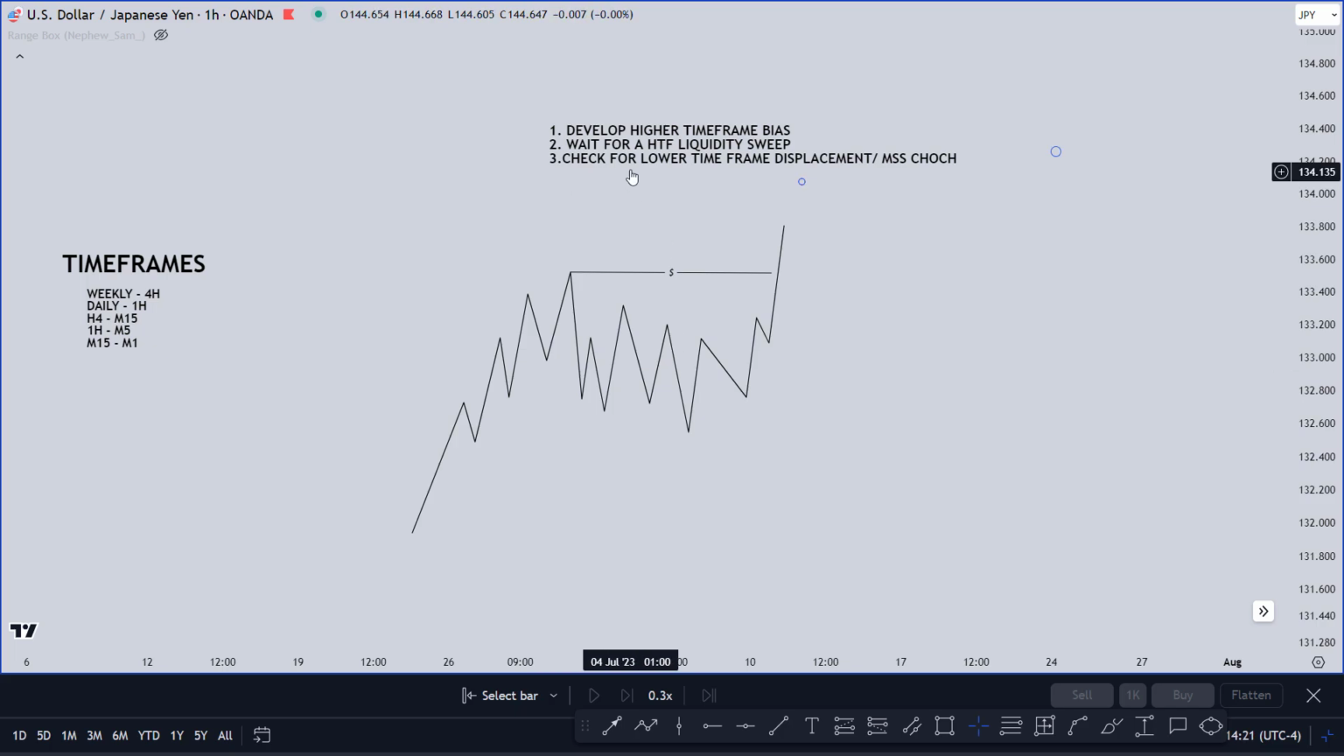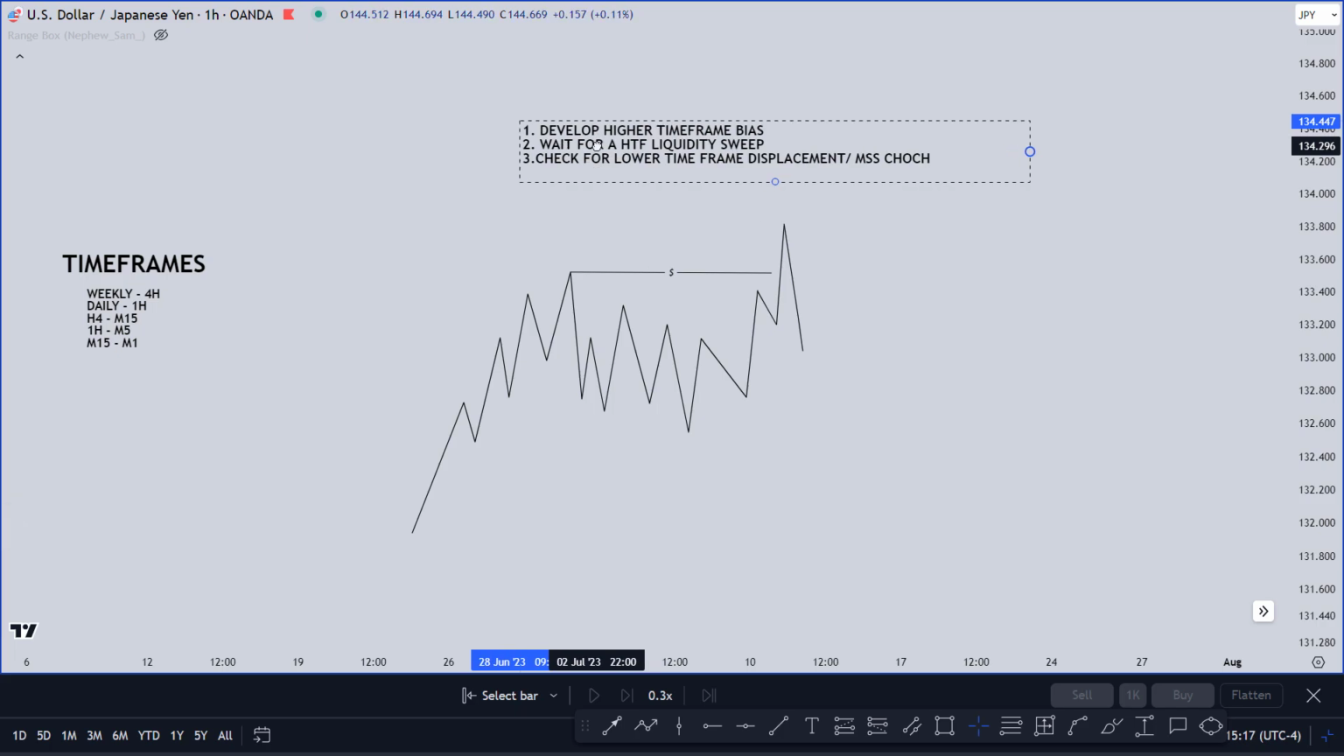So after we get our higher time frame liquidity sweep for number two, we will scale down to the lower time frames now and look for a lower time frame displacement, a market structure shift, or a change of character. As you can see here, price purged through these old highs right here. So we're just gonna scale down to the lower time frames and wait for price to give us a displacement, right, to push price lower.